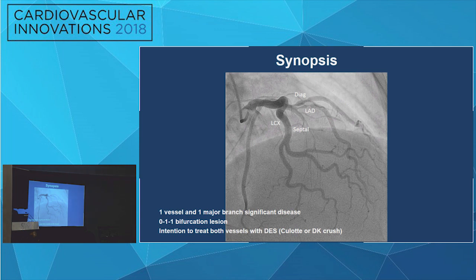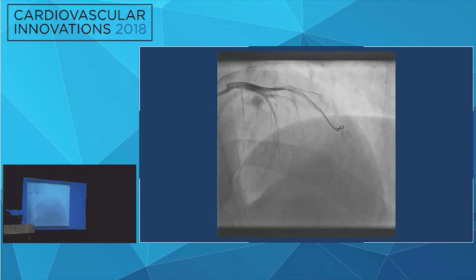So our impression was that this was one vessel, one major branch, with significant disease, according to the Medina classification 011 lesion. So the strategy was to treat both vessels with DES and a dedicated bifurcation technique, since the ostium of the diagonal was very close to the LAD lesion.